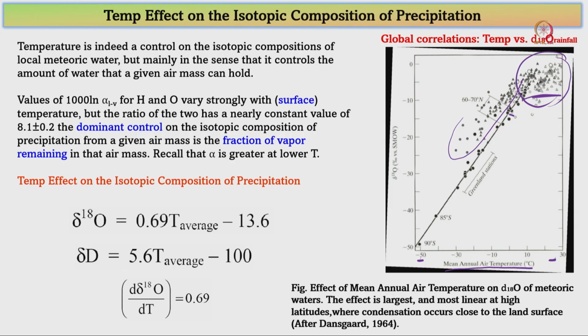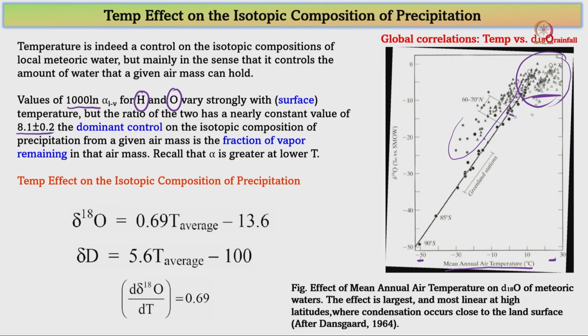And why do we see this kind of temperature dependence? It has to do with the fractionation of the isotopes. The values of 1000 ln alpha LV, that means the difference between the delta values for H and O, vary strongly with the surface temperature, but the ratio does not vary a lot. So, the ratio of the hydrogen and the ratio of the oxygen do not vary much, and therefore they have a nearly constant value of 8.1. So, this is why we have the global meteoric water line.